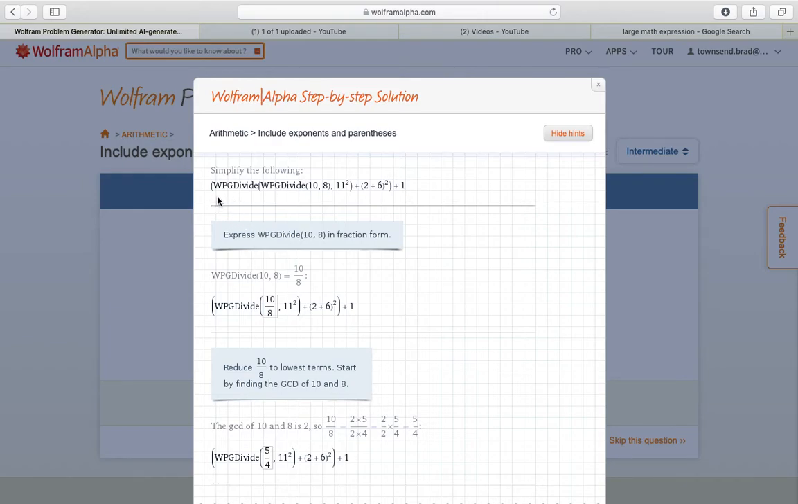So they have an acronym, WPG divide, and then a parenthesis, WPG divide, parenthesis, 10, comma 8, comma 11 to the second power. This time they use a different notation, instead of having that hat or circumflex in French there, and then plus 2 plus 6 in parentheses, and then that's squared, and then they have a plus 1. Okay.